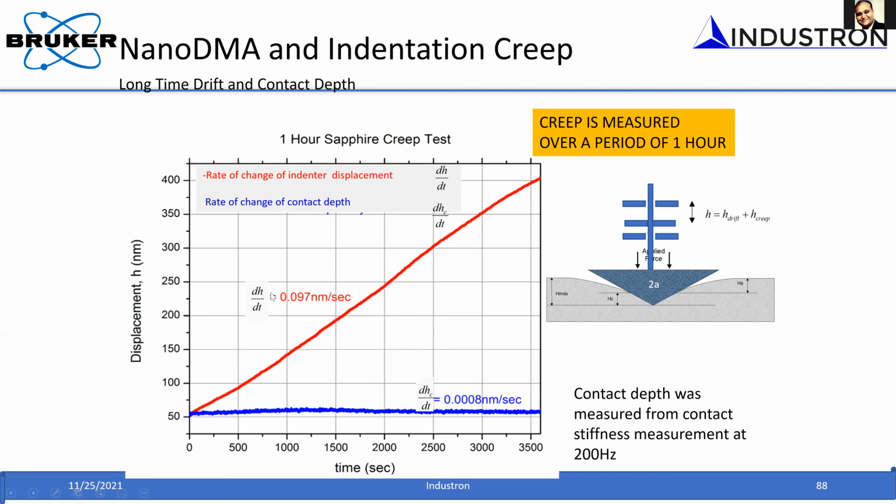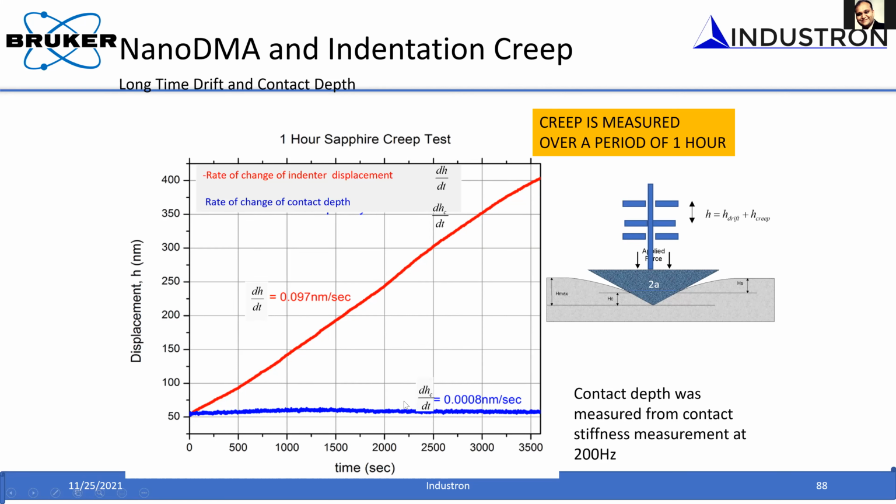And then if you try to measure the dH by dt, it is 0.097 nanometers per second. This is not bad, but over a period like 3,500 seconds, you have about 400 nanometers of penetration. It is purely due to drift.